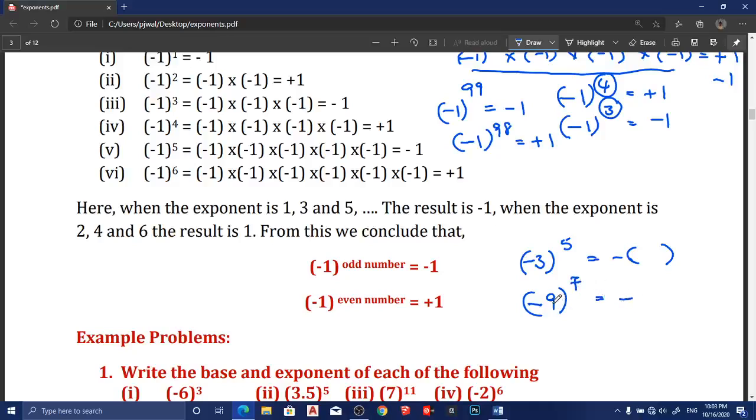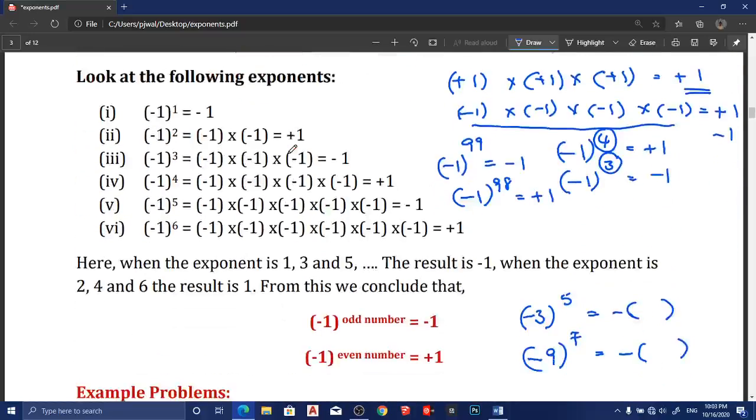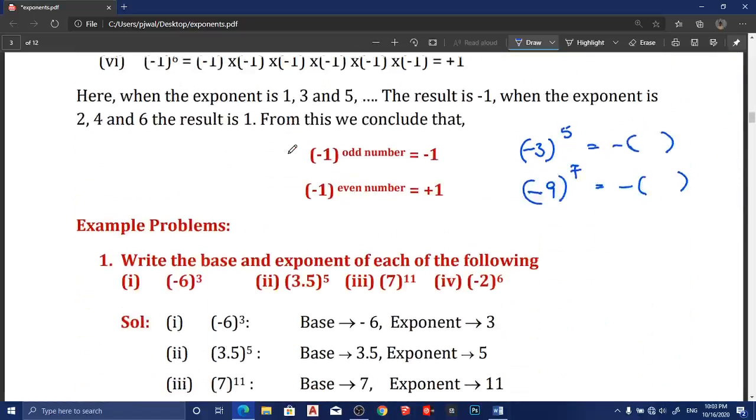So minus. Next you have to multiply 9 7 times and you have to write that product here. Okay. So first you have to decide which sign you will get after multiplying just by seeing the power. So that is the concept here. Powers of negative integers concept. Okay. So this is very important concept.